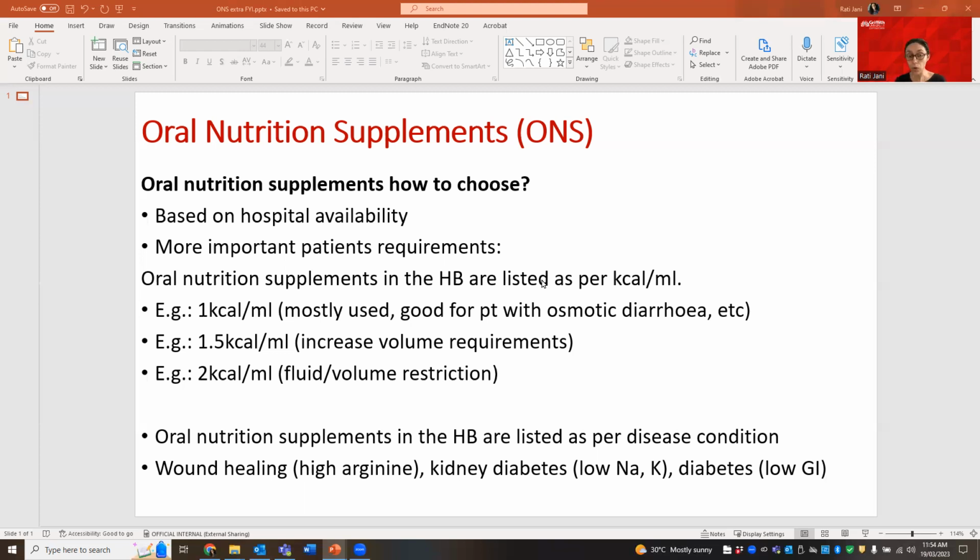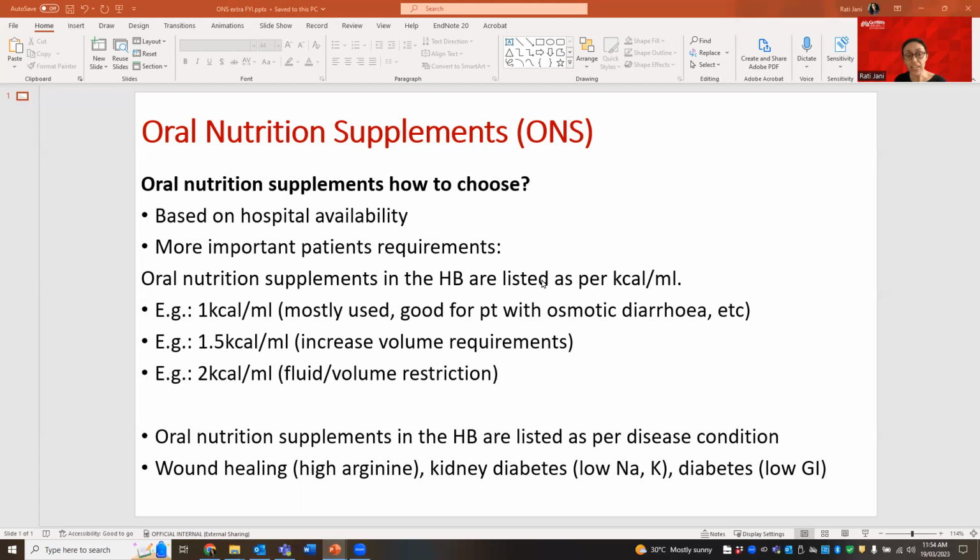Now, why is that so important? Because, for example, if we take 2 cal per ml, you don't give this to every patient just haywire. You give this to patients who may be on fluid restriction, volume restriction, when you want to give the patient a lot more calories, but you don't want to increase the volume so much because the physician has said that the patient needs to have a limited amount of volume, and you need to punch in a lot more calories in that limited amount of volume. All right, so that is when 2 cal per ml is generally used, for instance.